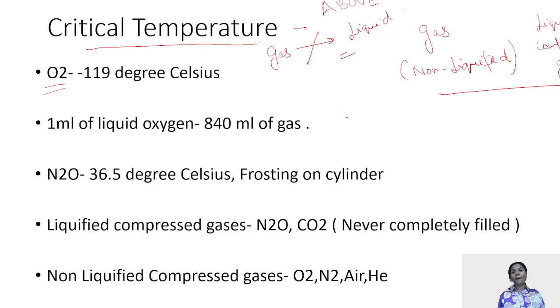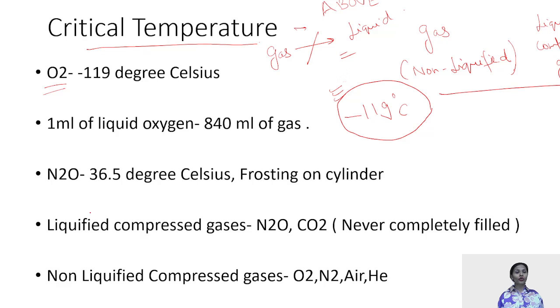That's your critical temperature. So now if you see clearly, the critical temperature of oxygen is minus 119 degrees Celsius. You have to remember this value. So any temperature which is above this, your oxygen cannot be liquefied. That is the reason why oxygen is always present in the form of gas, and it is present in the form of gas in your cylinders also.